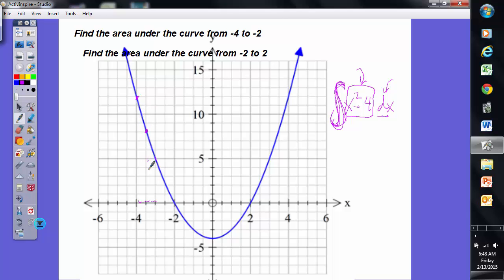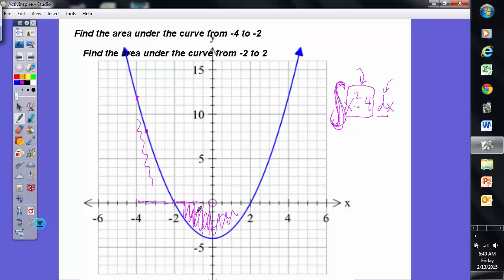Now this area is above the x-axis, so therefore we would call that positive area. This area is below the x-axis. Now when you talk about this area right here from -2 to 2, you're underneath the curve. So your x values are still positive, but this time your y values are negative. So the area underneath the x-axis is actually a negative area. But you could do the same thing.